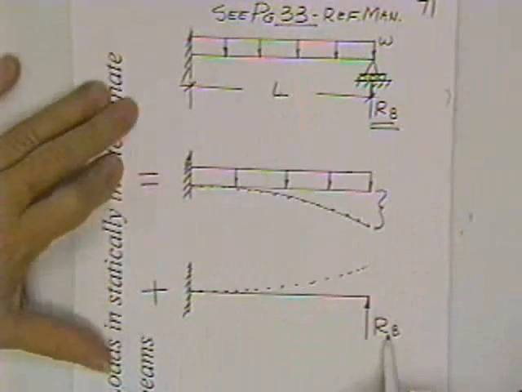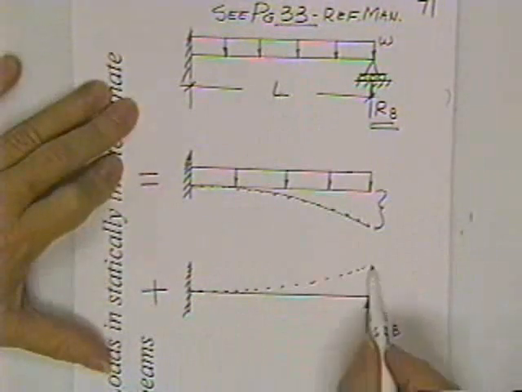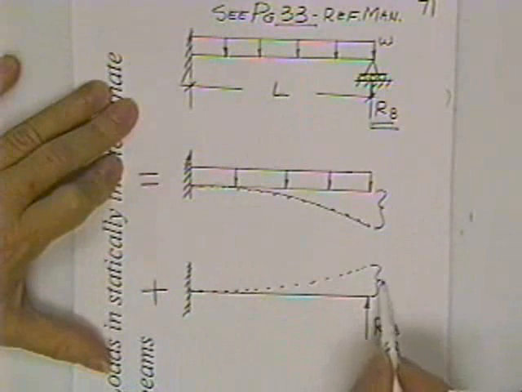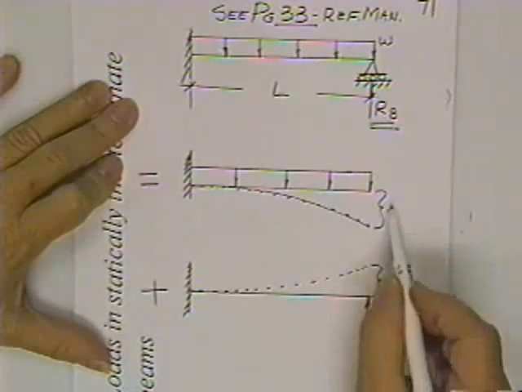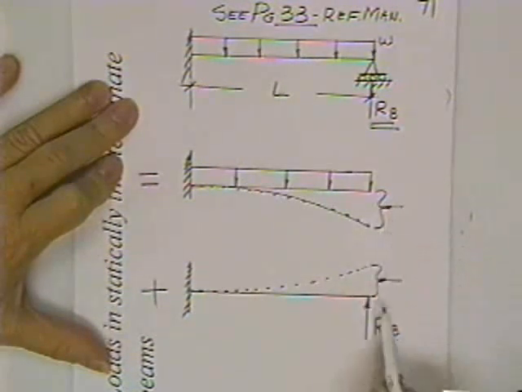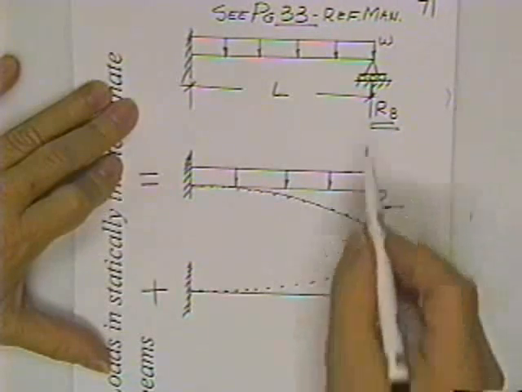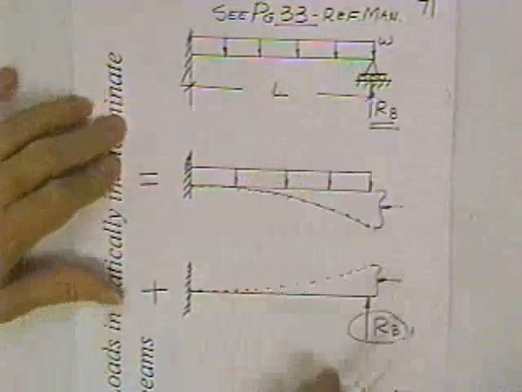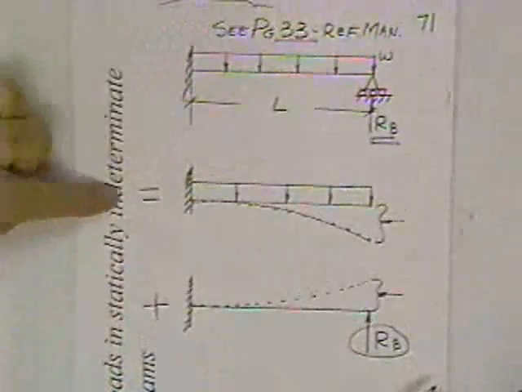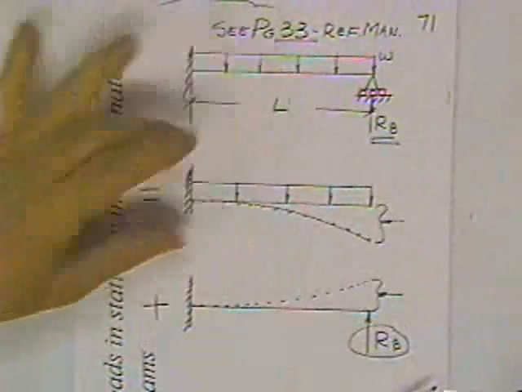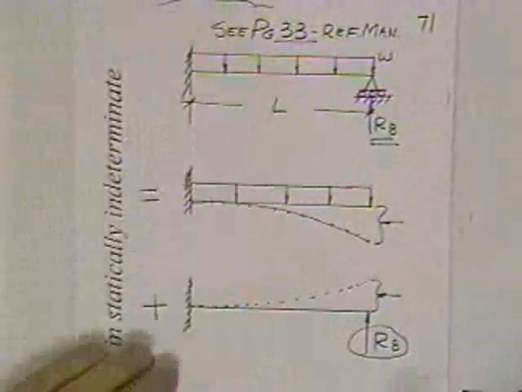Then go get a hydraulic jack and push this beam up such that this movement up is exactly equal to this known number down, and you'll find out how big the hydraulic jack has to push to make this original case happen. This equals superposition of this plus this.